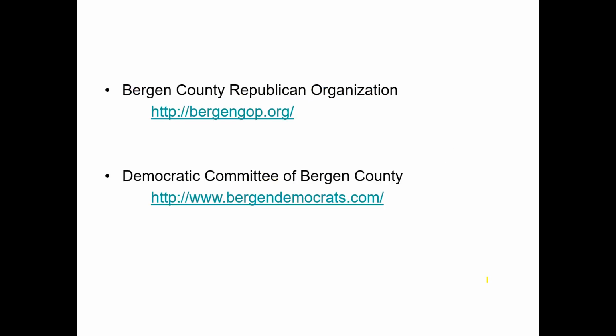At the local level, as far as Republican and Democrat grassroots organizations, there's the Bergen County Republican Organization, that's the website, and the Democratic Committee of Bergen County, where anyone could get involved at the local level, perhaps even volunteering to help on behalf of those parties' candidates, maybe even contributing to the formulation of local platforms, which would then get transferred on up into potentially part of the national platform.